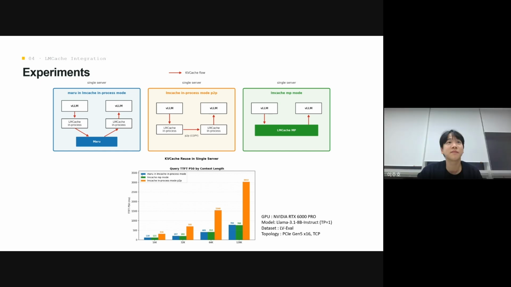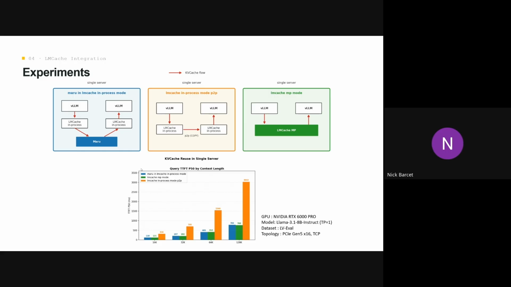Well, I have another one. I hope you didn't answer it already. I understood that you're working on making a version for LMCache MP mode. Do you have any idea of what time frame this will land?